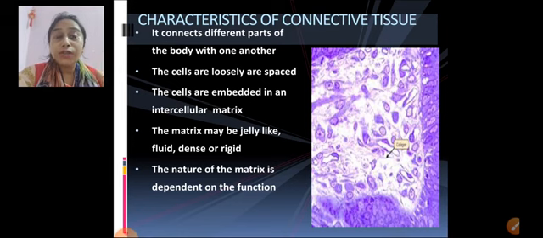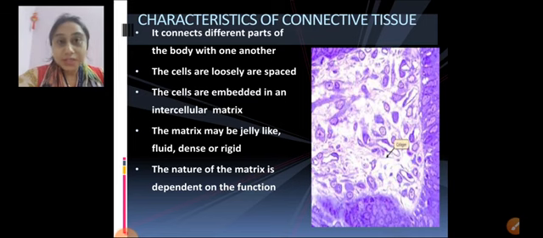See students, always in biology, go for the names. Connective tissue. Why is the name connective tissue given? Because this tissue connects the different parts of the body, connects one part of the body to another. Okay, did anything come to your mind? The name of any tissue? Yes, you might be thinking of blood, isn't it?